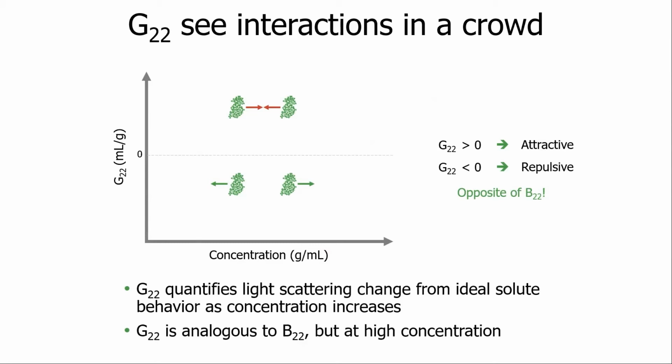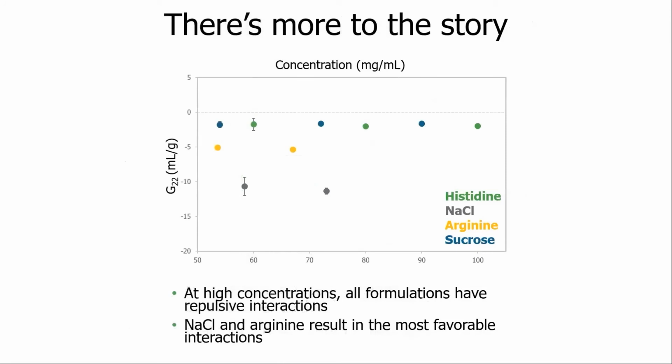Positive values of G22 indicate undesirable, attractive protein-protein interactions. Negative values of G22 indicate preferable, repulsive protein-protein interactions for those highly concentrated protein formulations. If we check out our 4 different samples in the G22 application, we see a really interesting result that tells us there's more to the story.